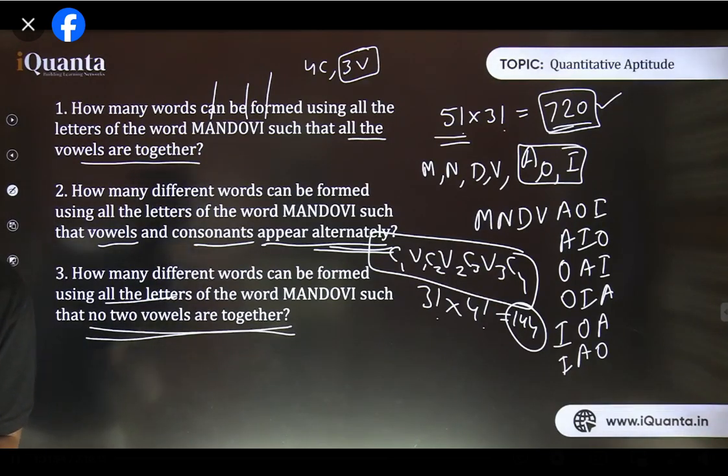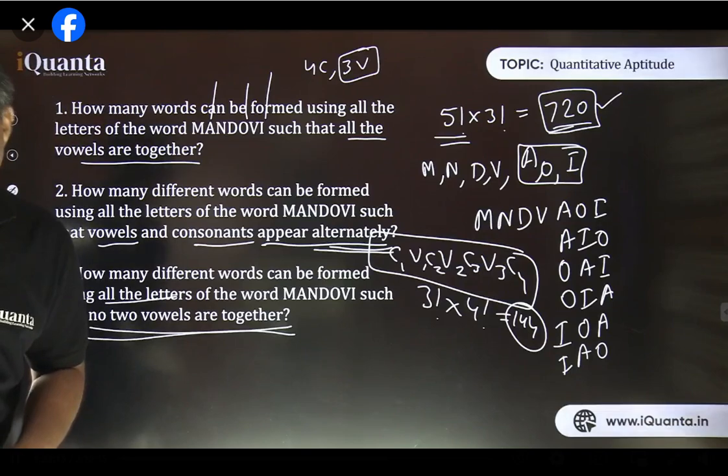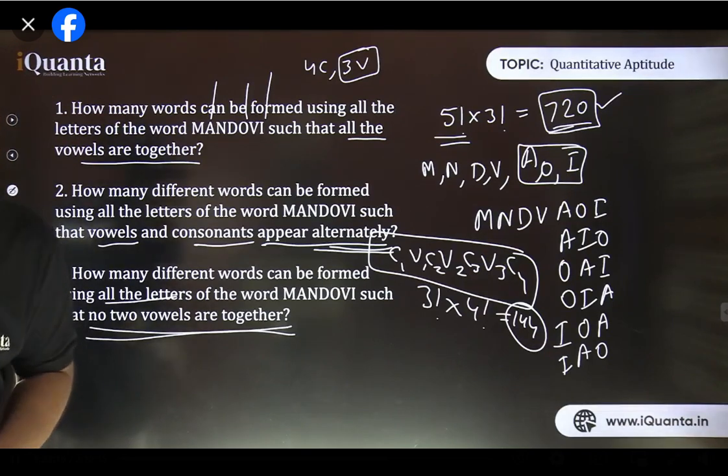Radha, in which question are you feeling confusion? Tell me. No confusion. Wherever you are having confusion, please clear it. Otherwise, the fear that was there earlier will remain. I don't wish that earlier fear to continue.